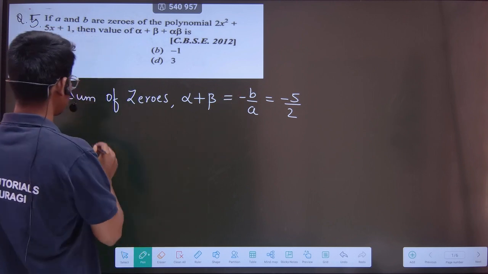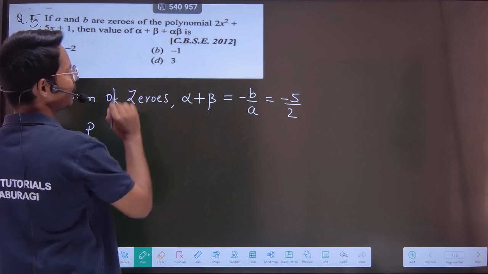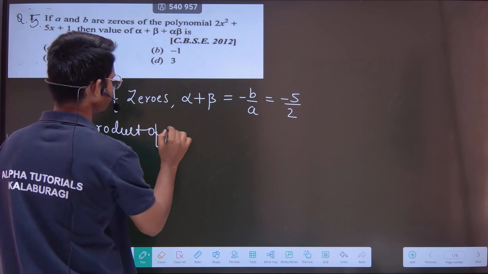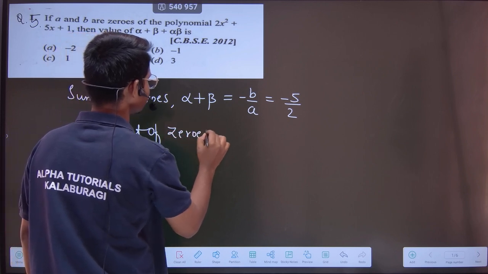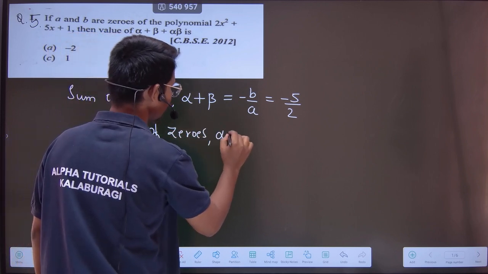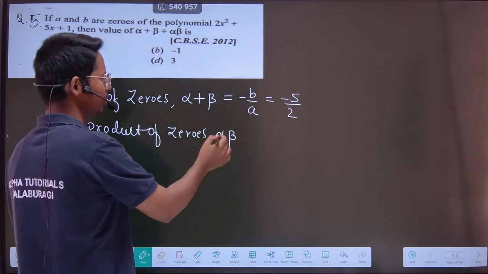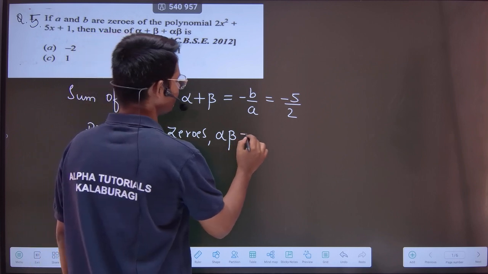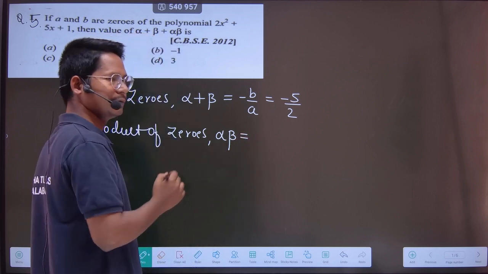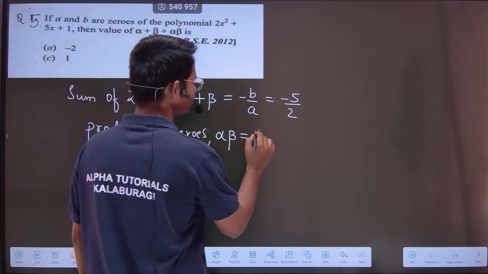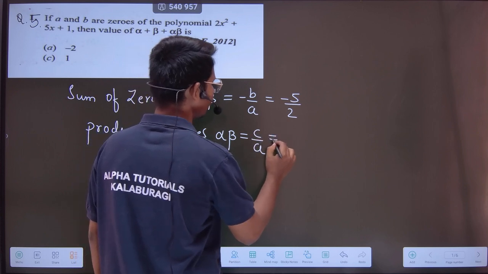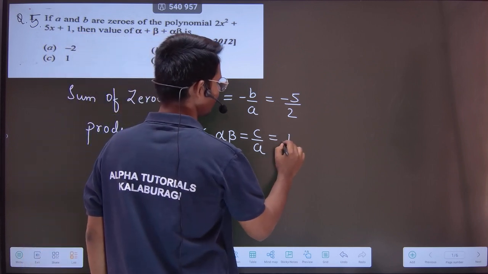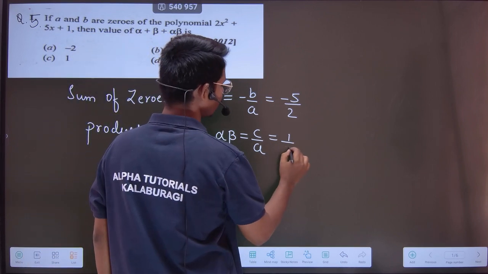Similarly, the product of zeros. Why product? Because we need alpha into beta, so we also need to find the product of zeros. The product of zeros is alpha into beta. No need to put any multiplication sign, it is understood. What is the relation of the product of zeros with the coefficients? It is c by a. The c value is the constant, which is 1, and the a value is the coefficient of x square, which is 2. So it is 1 by 2.